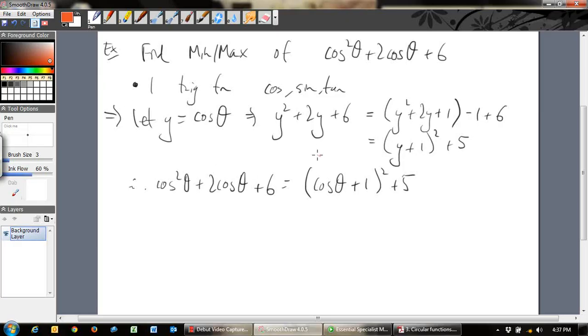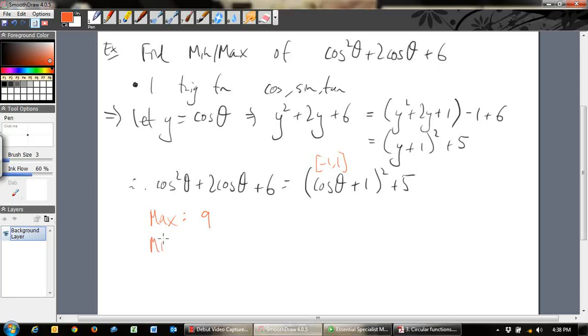Cos theta goes between -1 and 1. The biggest value it can have is 1, and the smallest is -1. How can we make the biggest value out of this? Because it's squared, it doesn't matter if it's negative or positive; we just need the biggest value. If cos theta equals 1, then 1 plus 1 is 2, 2 squared is 4, and 4 plus 5 is 9. I reckon our maximum value is 9.